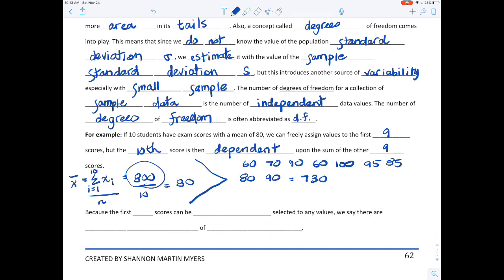So what does that last score have to be? Good, the last score is dependent on what those other ones are. So 800 minus 730 equals 70. So that last score has to be 70 points.